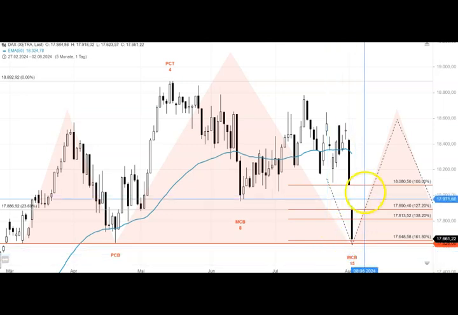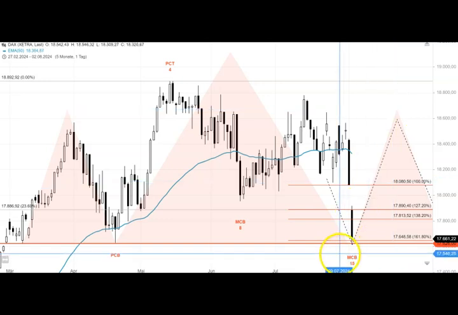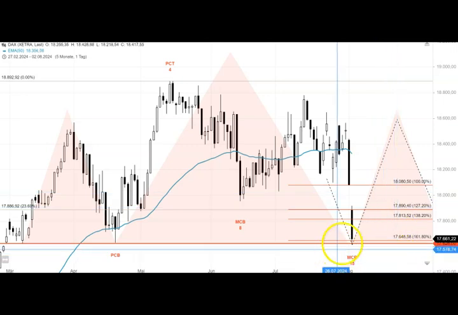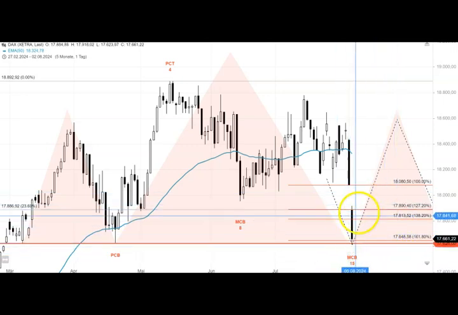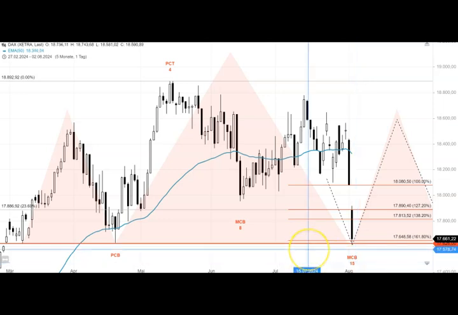So I expect a bounce here, a solid bounce. It doesn't have to come that high. It might be only to 18,000 and that's it, or even lower. We might end up with a tiny right shoulder. And then I assume there will be more selling into the end of August.